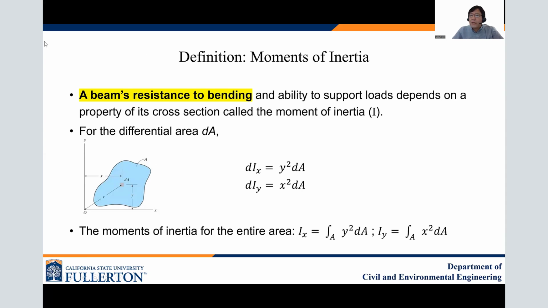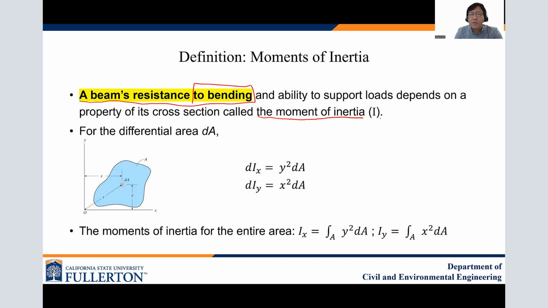This slide provides the definition of moment of inertia. A beam's resistance to bending and ability to support loads depends on a property of its cross-section called the moment of inertia. The main physical meaning is a beam's resistance to bending. So this is very important for beam design.